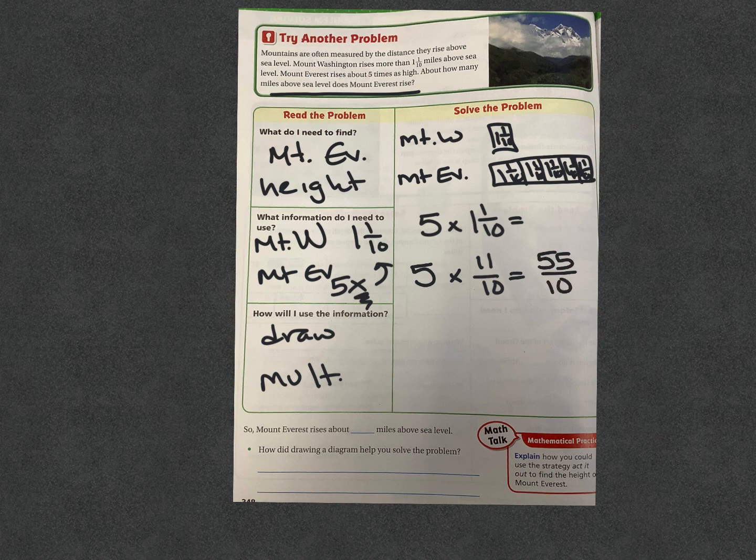Okay. Now, this is an improper fraction, and of course, we always want to try and change our improper fractions back into a mixed number for our answer, so our brains know exactly how much we're talking about. We do that by dividing. That's 55 divided by 10.